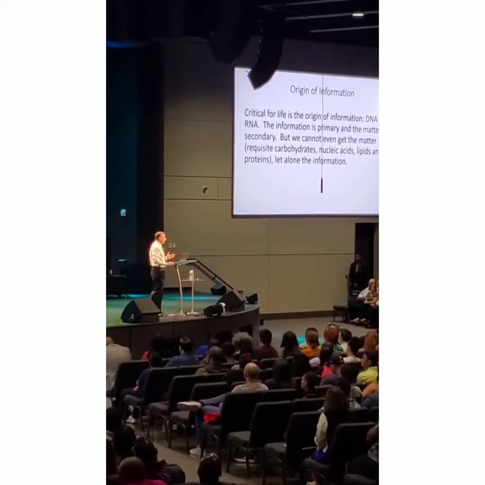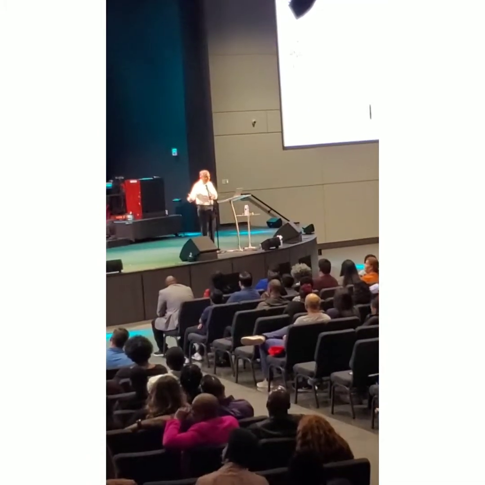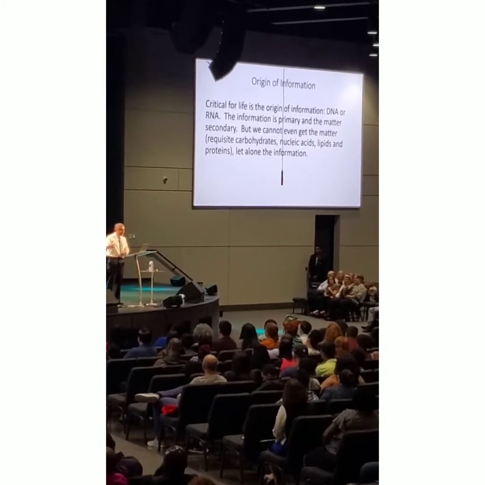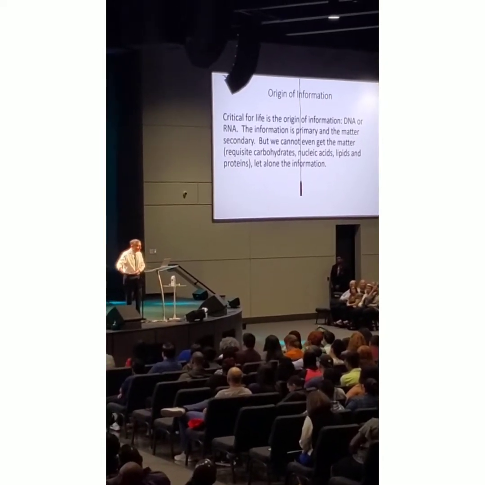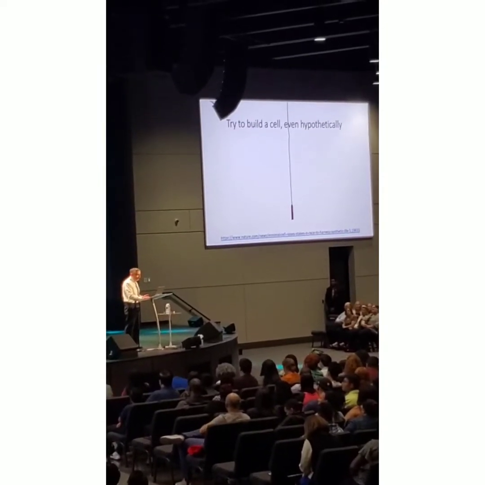The code is missing. It's like having a box of alphabetic letters versus having a big book. The book has all the stored information. The letters don't give you any information. We just have the letters. Where'd the code come from? Nobody knows. Clueless. Try to build a cell.